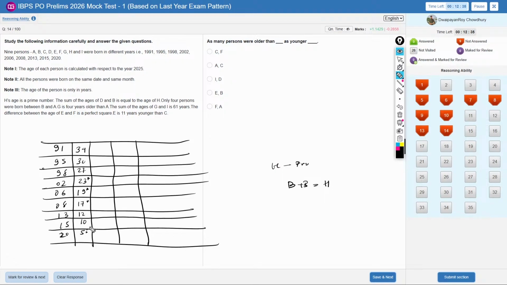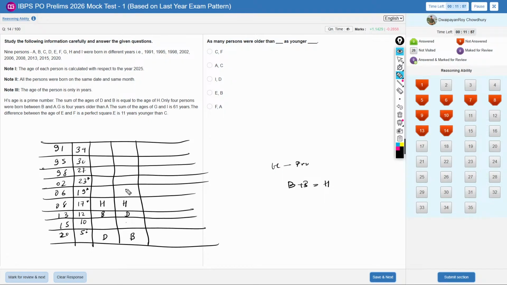Okay, not necessarily, they have to be the ages of these two. So any age. So 12, okay, 17, 5. What's going on? Sum of ages of B and D is equal to... only 4 persons between B and A. Okay, but for that I have to get that B right. So H here, B, D here or here.